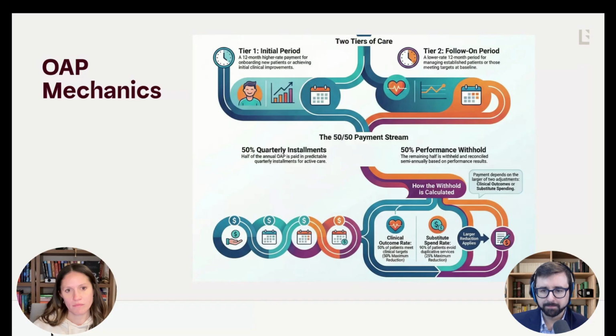The way that release is going to be administered is through what are referred to as clinical outcome adjustments and substitute spend adjustments. So Medicare is going to look at what clinical outcomes you have attained related to the care that you've delivered to those patients. And they're going to do that by evaluating predetermined outcome measures.